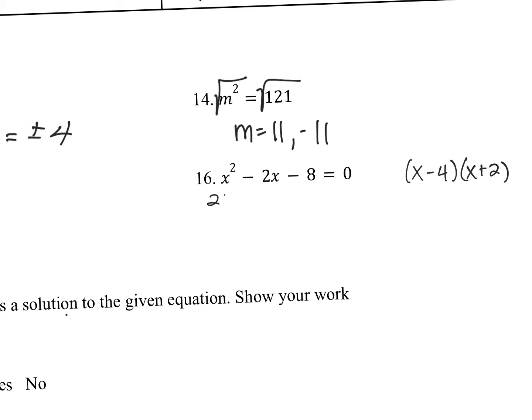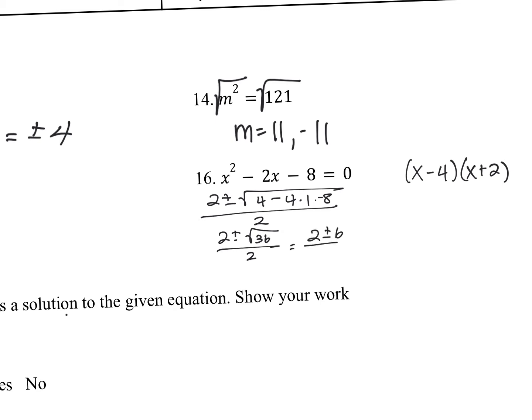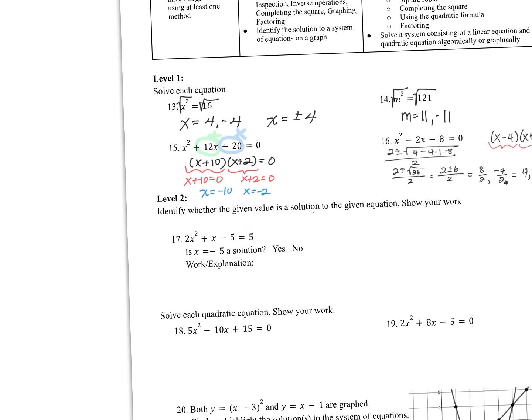So we go negative b plus or minus the square root of b squared minus 4 times a times c all over 2a. And so we can do this, and then we go 4 times 8 is 32. So this would be 2 plus or minus the square root of 36 over 2, which is 2 plus or minus 6 over 2. So 2 plus 6 is 8 over 2, and 2 minus 6 is negative 4 over 2. So we'd get 4 and negative 2. And those are the exact same answers you'd get by factoring. So it doesn't matter which method you use, you will get the same solutions.